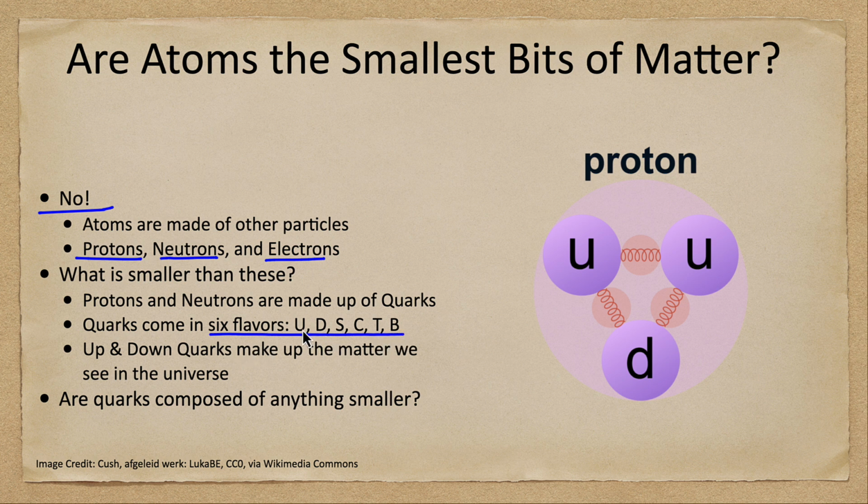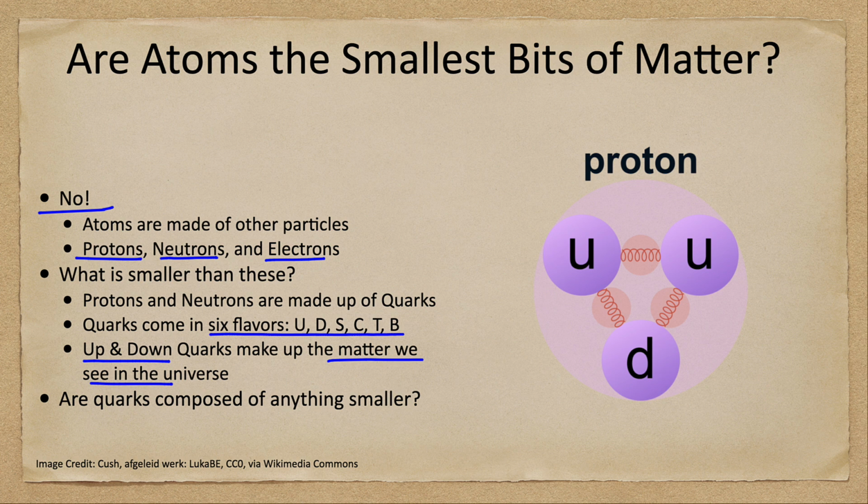There are U's and D's, which are the standard ones and make up the ordinary matter that we see. And then there are other types of quarks, the S, C's, T's, and B's, that are different types. So let's look primarily at the up and down quarks. These are what make up the matter that we see in the universe. A proton, for example, has two up quarks and a down quark. Those three particles bound together are what make up a proton.